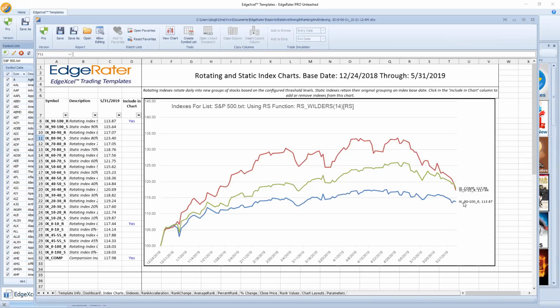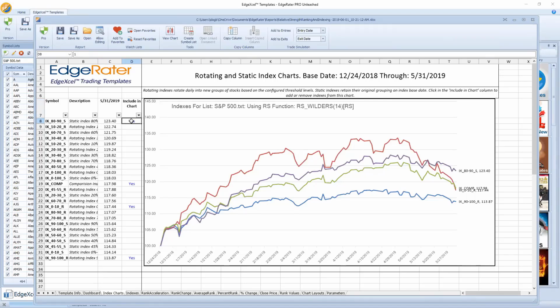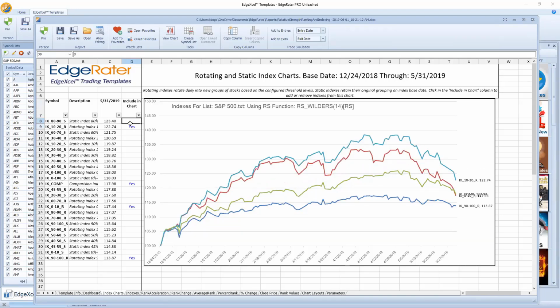So whereas the others may have been unexpected, this is now as expected, right? Because the top in terms of Wilder's RSI have underperformed, but not by much, and actually pretty close to the comparison value. And if we sort this by top to bottom, the actual best performance here was a static list of the 80 to 90s, which made a 23% gain, or a rotating list of the 10s to 20s.